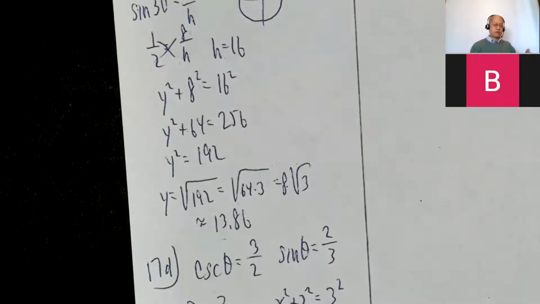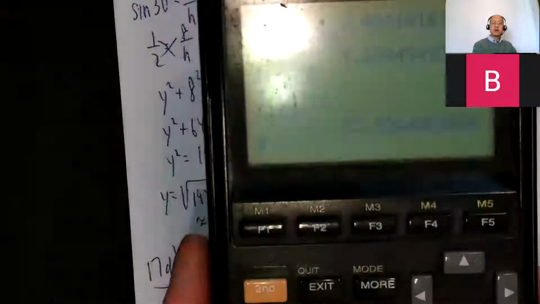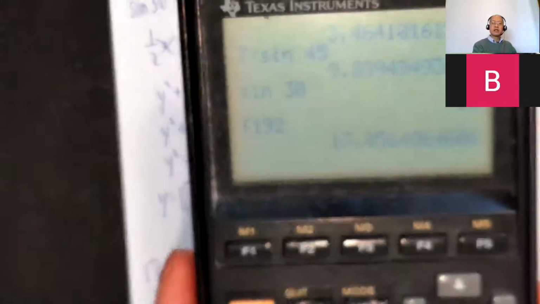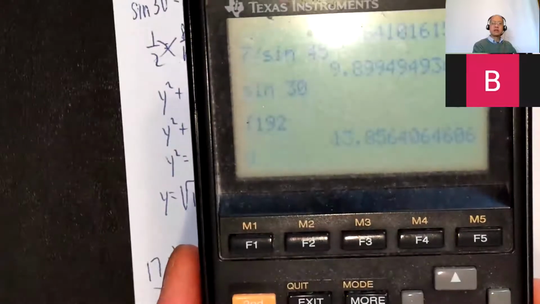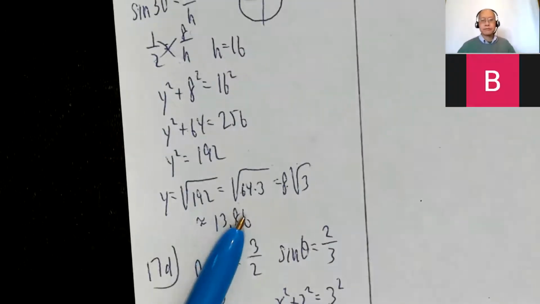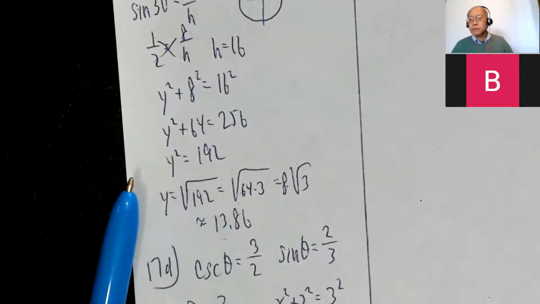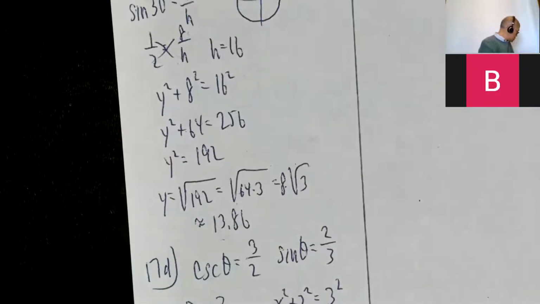Or I can just do the square root of 192. Let me try square root 192. There it is, 13.856. Call it 13.86. There we go. Pretty much how to do those.